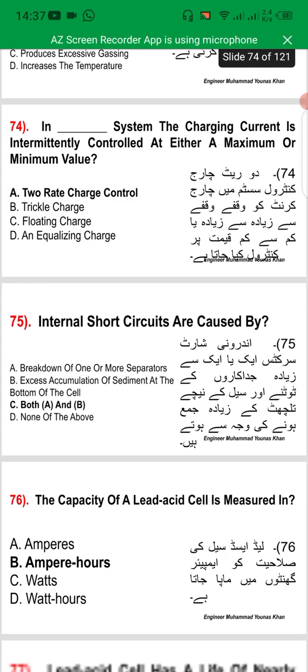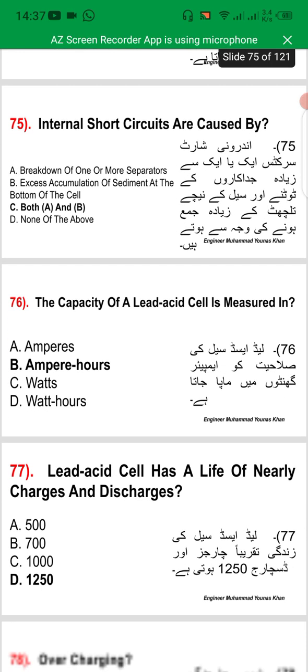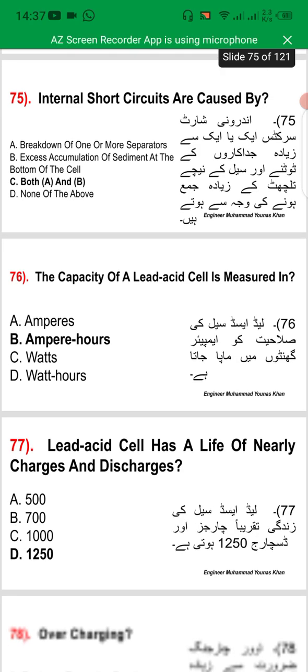In a two-rate charge control system, the charging current is intermittently controlled at either a maximum or minimum value. Internal short circuits are caused by breakdown of one or more separators, excess accumulation of sediments at the bottom of the cell.